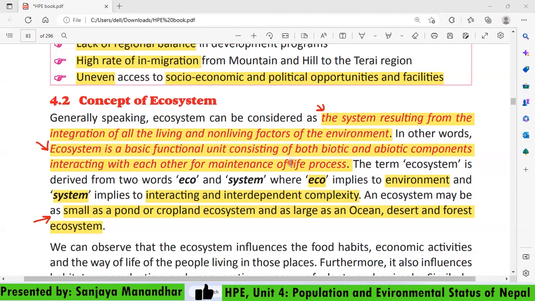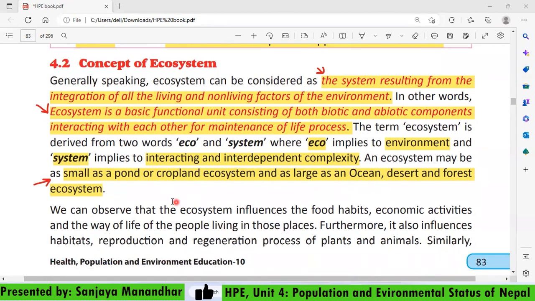You can take many examples of this. Just remember, ecosystem is the system which results from the interaction, or you can say integration, of living and non-living components. In other words, another definition you can write: ecosystem is a basic fundamental unit consisting of both biotic and abiotic components. Biotic components means living components, abiotic components means non-living components, interacting with each other for maintenance of life process. To maintain the life process, they will interact. So this is ecosystem.